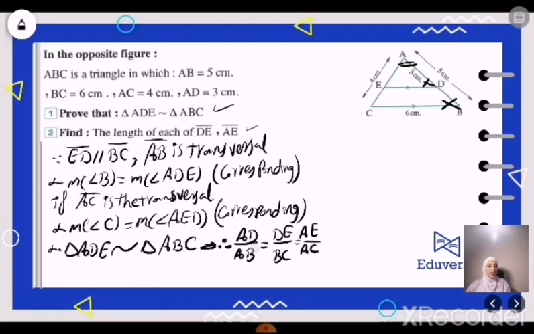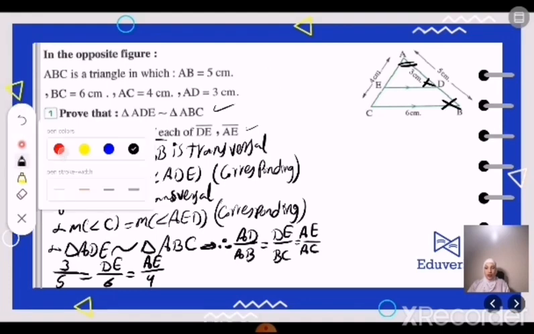We will just substitute for the sides here to get the result we need. We need DE and AE, so these two ratios will have missing numbers here, but this one will of course be complete. So AD here is 3 over AB, which is all 5 centimeter, equals DE, we need to find it, over BC, which is 6, equals AE, which is also a missing number, over all AC, which is 4.